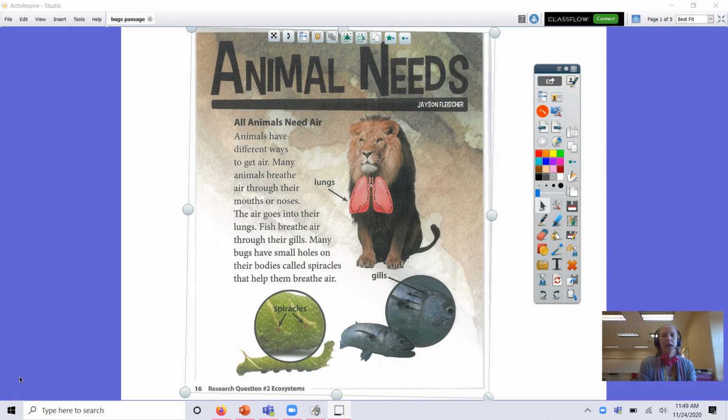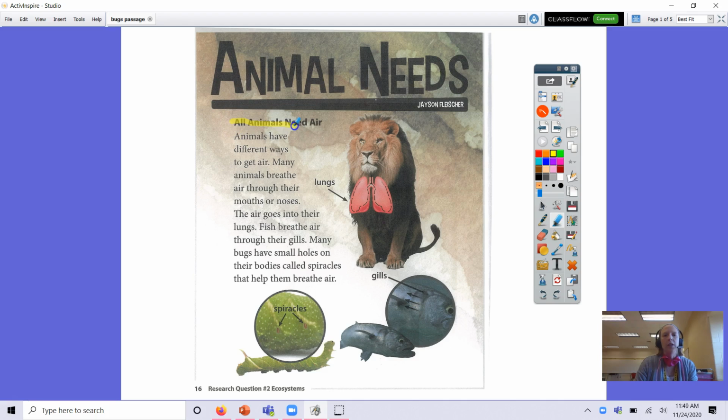Go Lions! Today we are going to read a nonfiction text called Animal Needs. I'm going to highlight the text in yellow as I read, just so if you are following along, you do not lose the place. Okay? I'm going to start with the heading.